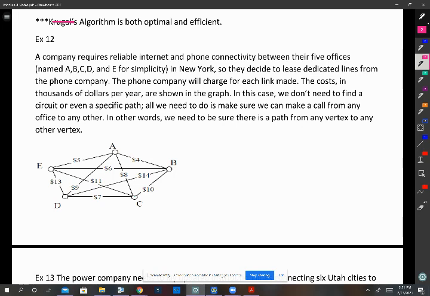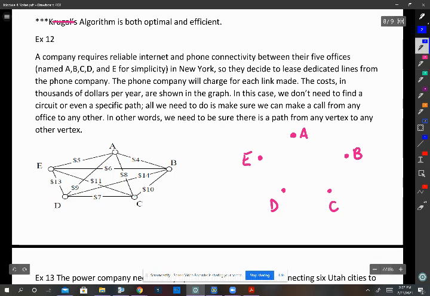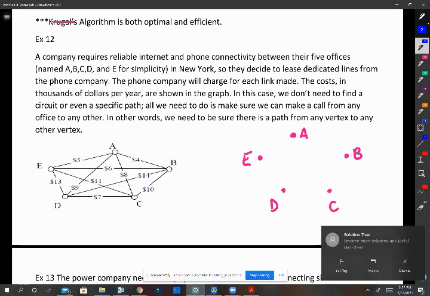They don't need to find a circuit or a path. They just want to make a call from one office to another and have it be the cheapest. The easiest way to do this is, again, to put my points down. Because I can't write on my computer screen, it's easiest to just write down the general points, the vertices, and then create what you need to create. In this case, we are going to go the cheapest path.